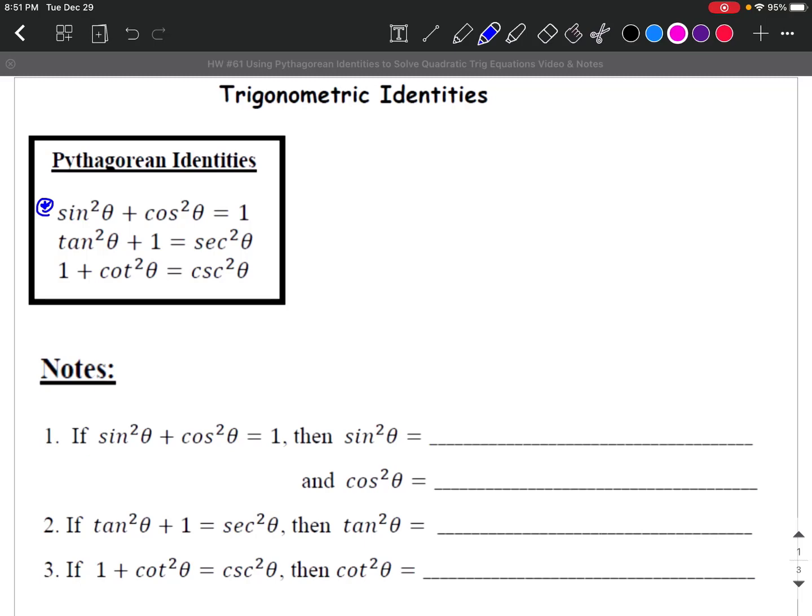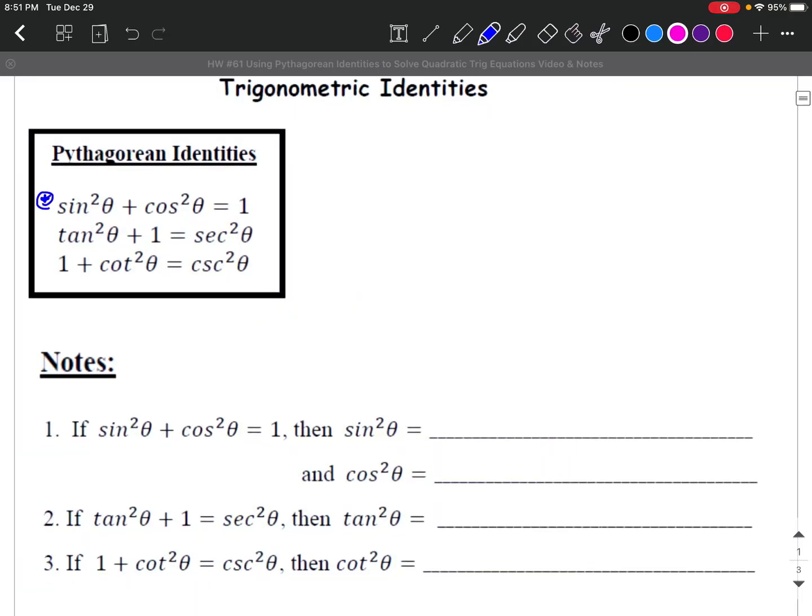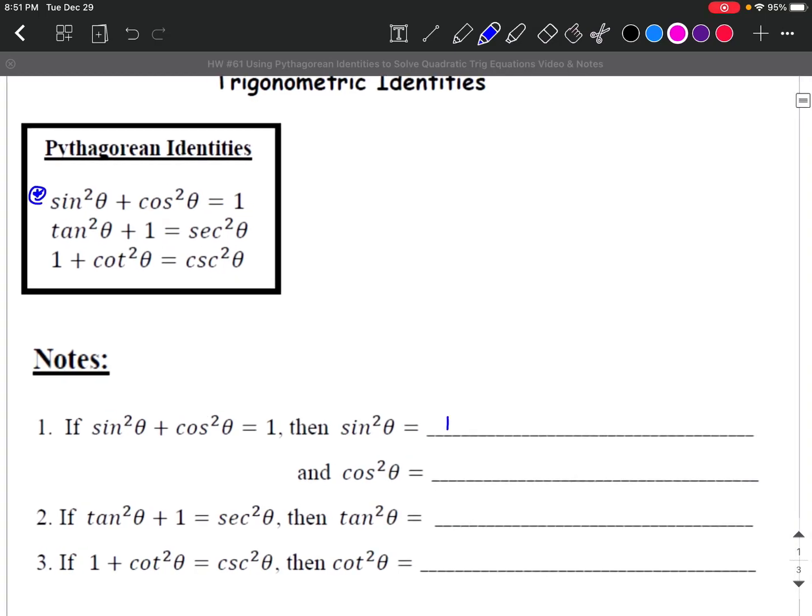However, we've also learned that a lot of times it's important for us to manipulate the identities, that they're not always going to be used in their original form. So for instance, if sine squared theta plus cosine squared theta equals 1, then we know that sine squared theta is 1 minus cosine squared theta. We also know that cosine squared theta would be 1 minus sine squared theta.